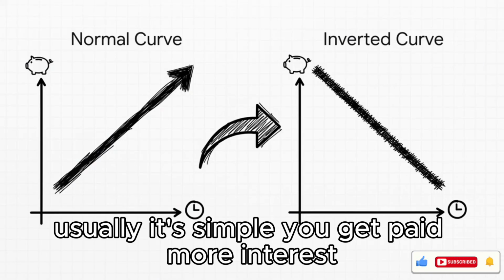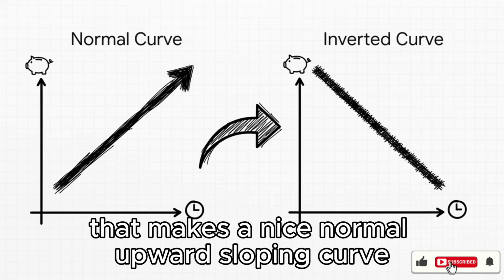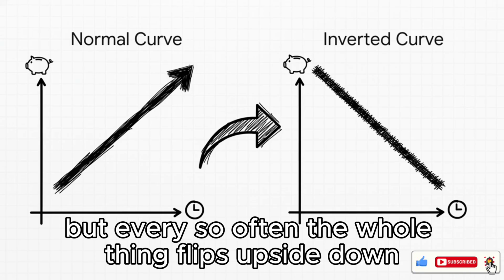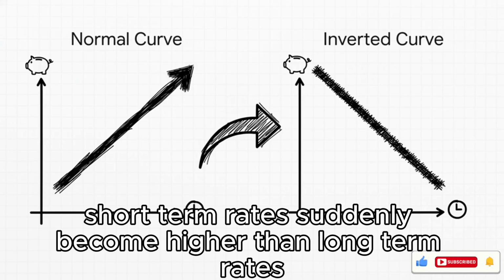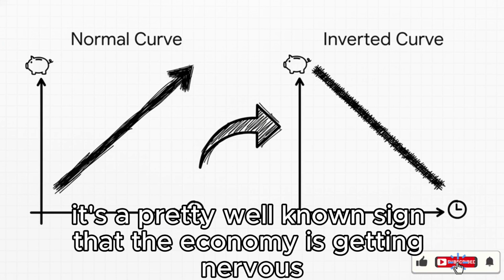Usually, it's simple. You get paid more interest for locking your money away for a longer time. That makes a nice, normal, upward-sloping curve. But every so often, the whole thing flips upside down. Short-term rates suddenly become higher than long-term rates. That's what we call an inversion. And yeah, it's a pretty well-known sign that the economy is getting nervous.